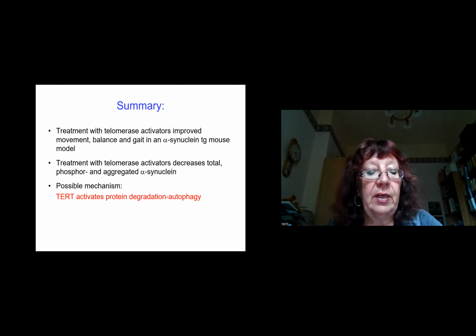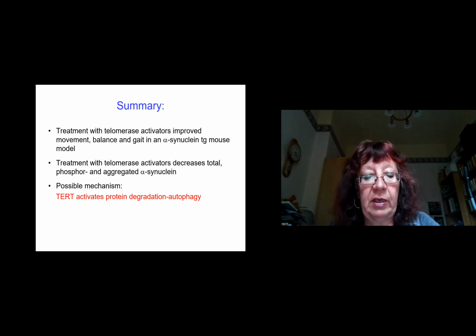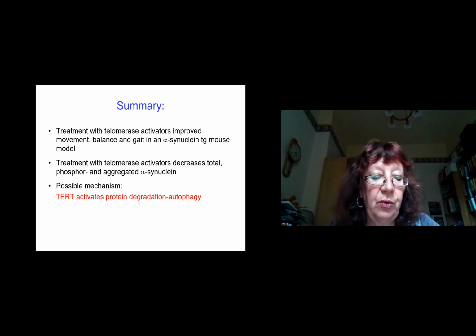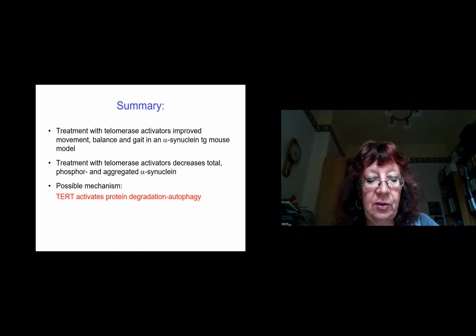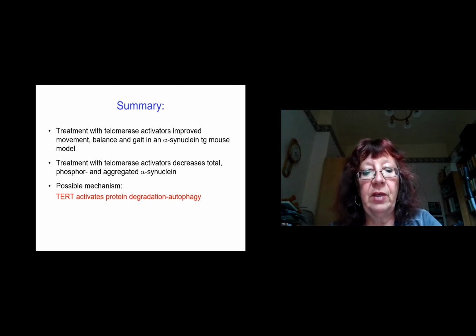And we think that it's not so much related to any function in mitochondria, but we think that the TERT rather activates protein degradation like autophagy. There were some papers which showed this in cancer cells, both for autophagy and for proteasome. So if you overexpress TERT, then these protein degradation mechanisms get activated, which is of course not in the brain, but at least there are hints that this is not just speculation out of the blue.